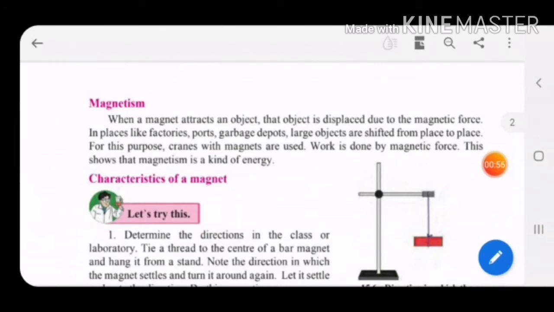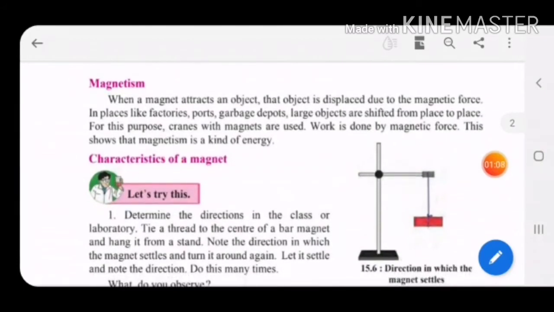Magnetism. Children, when a magnet attracts an object, the object is displaced due to the magnetic force. You all know a magnet attracts the things which are made up of three things, that is iron, nickel and cobalt. So whenever a thing is attracted by a magnet, what happens? The object is displaced, due to which force? The force applied by the magnet is nothing but the magnetic force. So the object is displaced from one place to another.